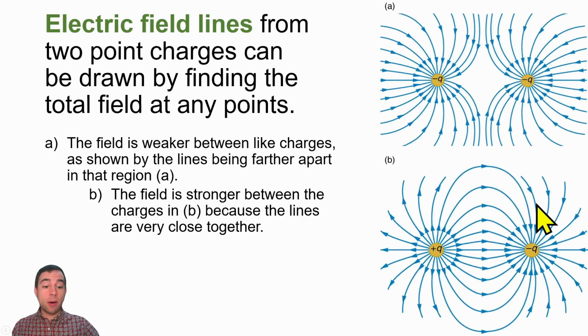However, if we think about a dipole, that would be a set of charges where we have a positive and a negative near each other. The electric field lines leave the positive charge going away from it and enter the negative charge going toward it. So the strongest electric field will be right between the two charges because that's where the electric field lines are the most tightly packed together.